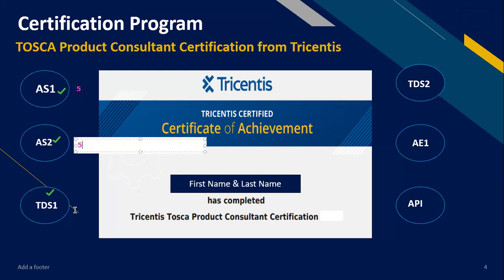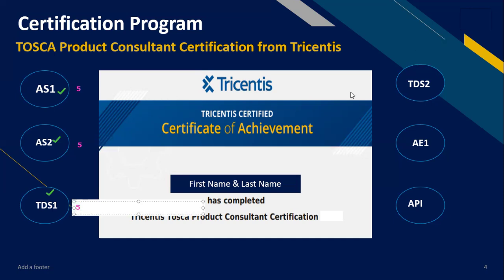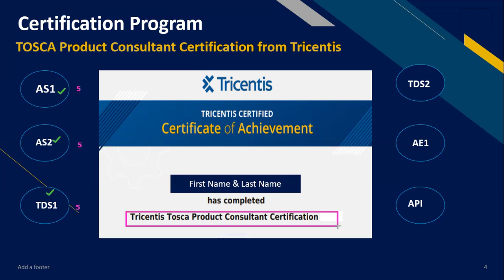So if you fail any one of these 6 certificates, let us assume I just failed for TDS2 and let us assume AS1, then what happens? You are not eligible to get the certificate like a product consultant certified person. So you'll get the badges for AS1 and AS2 and TDS1. That's it.